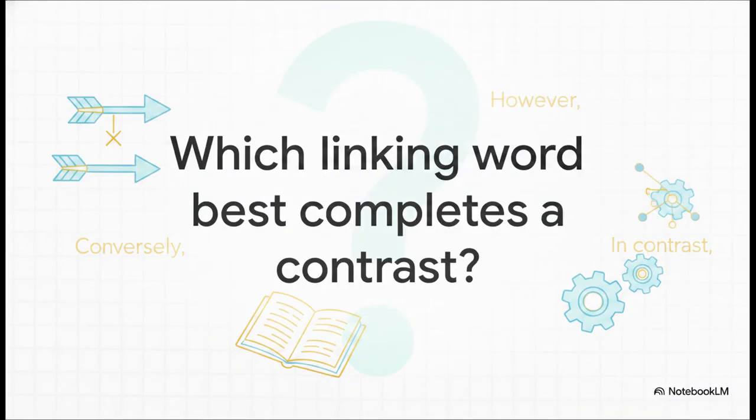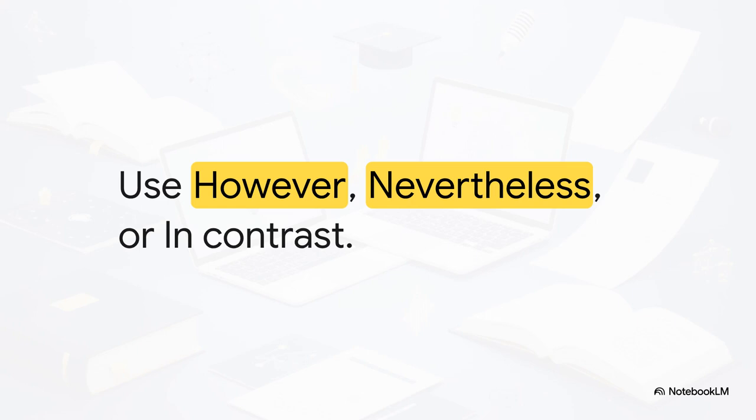Let's keep you on your toes for a second with a quick interactive quiz based on the transition terms we just covered. Which academic linking word best completes a sentence requiring a contrast? Think about it for a second. You want to introduce an opposing idea. What word do you reach for? Well, if you thought of however, nevertheless, or in contrast, you are spot on. Using these specific words allows you to pivot an argument really smoothly and professionally. Master these, and I promise your essays will immediately flow so much better.